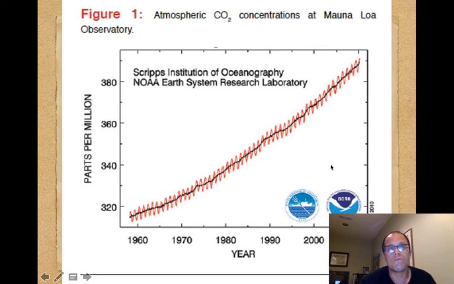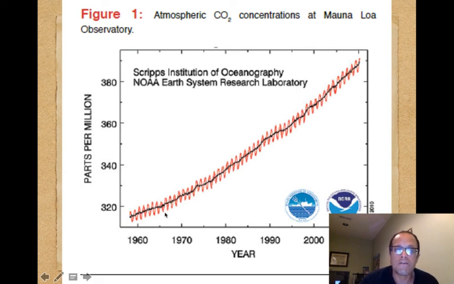Here's another way that we see our increasing demand for resources being shown in our environment. This curve is a very famous curve produced from the Mauna Loa Observatory in Hawaii, representing parts per million of carbon dioxide in the atmosphere. And this sawtooth effect, many of you may know this already, but it's important to remember.